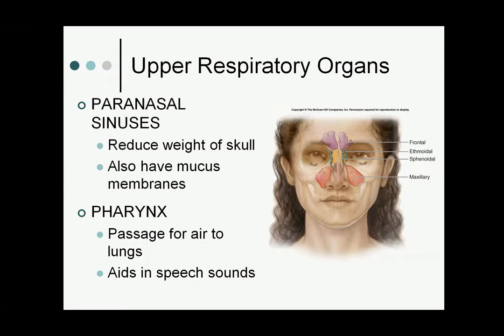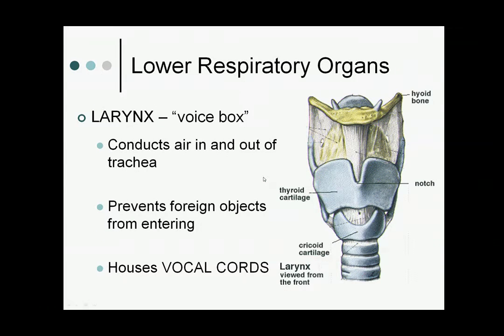Paranasal sinuses, we've kind of already seen these structures before. They have mucous membranes, which are helpful, as we just discussed. The pharynx, which is the passageway for air into the lungs. The larynx, which is the voice box containing the vocal cords. There's the hyoid bone, which is the only bone in your body that is not connected to another bone or muscle.